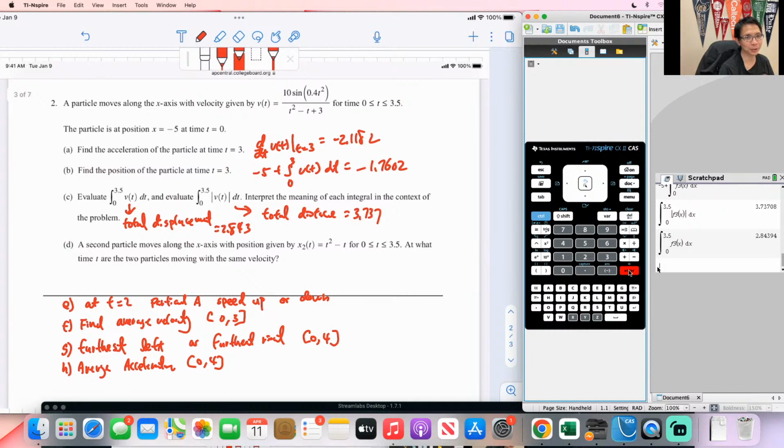They say at t equal to 2, is particle A speeding up or slowing down? For F, that's also particle A. Everything's particle A except D.